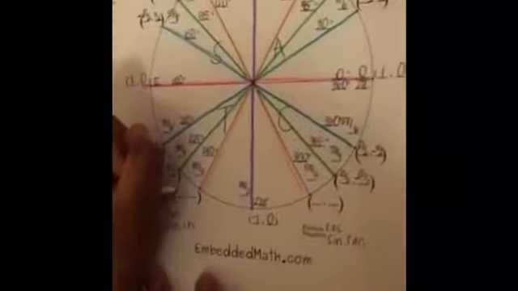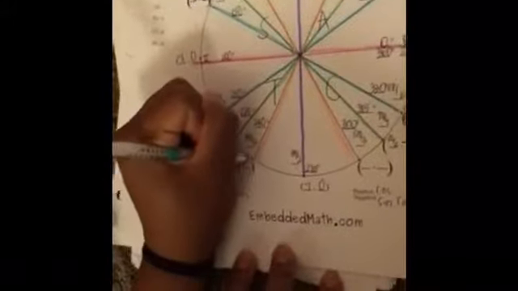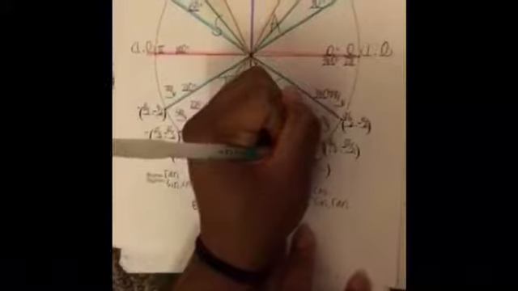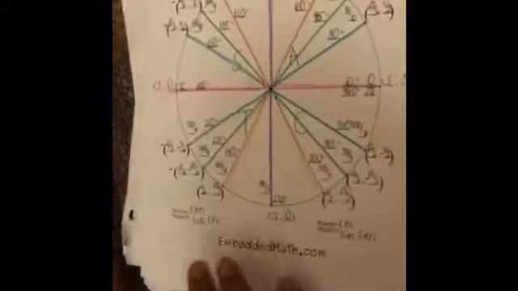Lastly, at 60 degrees, they just switch. So your cosine of 60 will be 1/2. And your sine of 60 will be root 3 over 2. Right here, 1/2 and root 3 over 2. Right here, 1/2 and root 3 over 2. And right here, 1/2 and root 3 over 2.